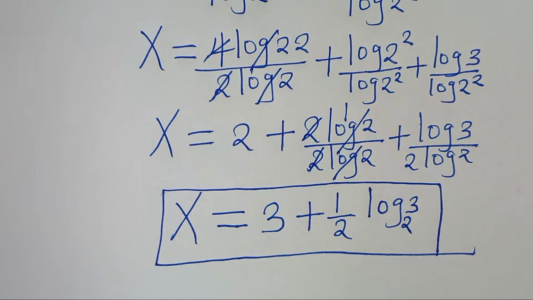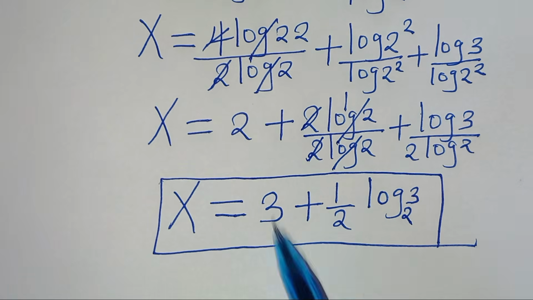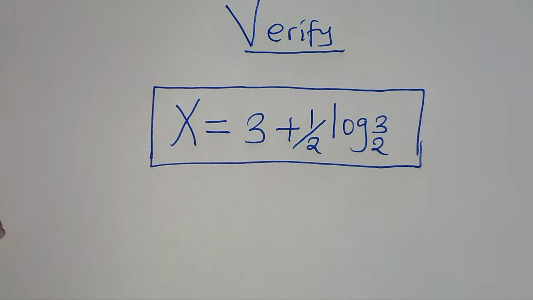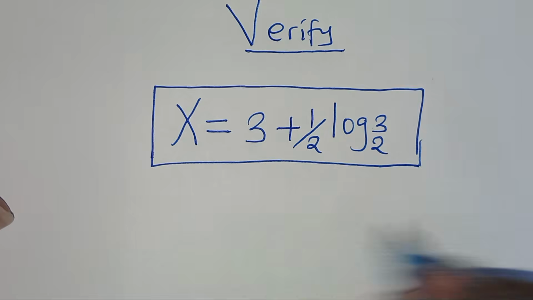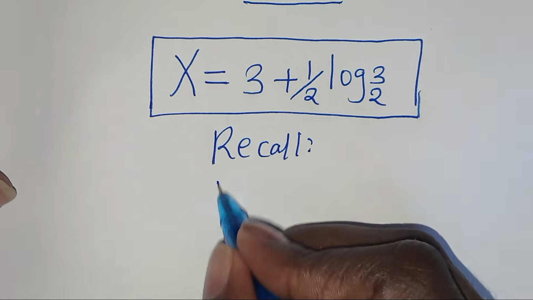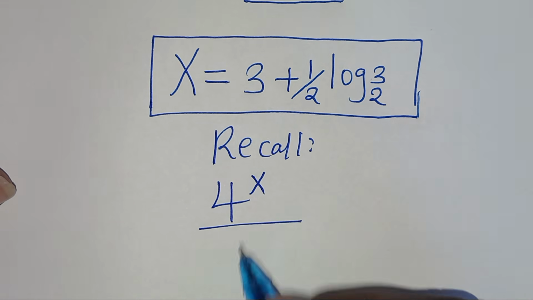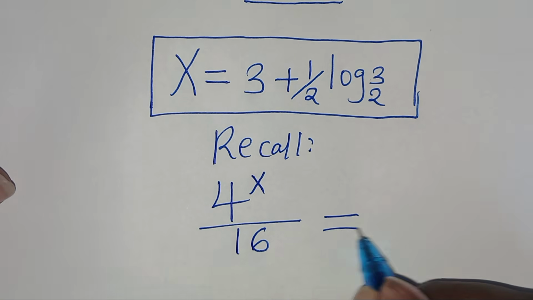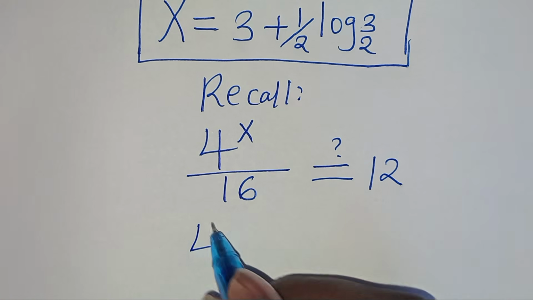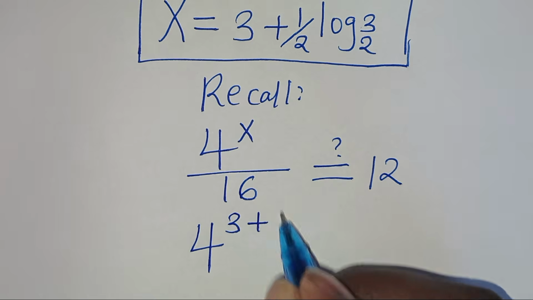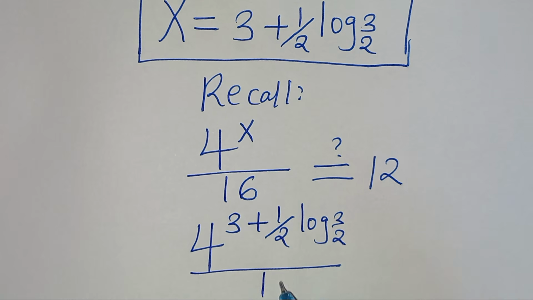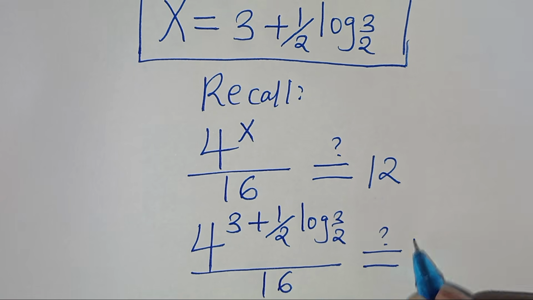Now the next step is to verify if this value of x here satisfies the equation. If you recall, we have that 4 raised to the power of x divided by 16 is supposed to give us a value of 12. Let's substitute x so that we have 4 raised to the power of 3 plus a half log 3 to base 2 divided by 16. This should give us a value of 12.